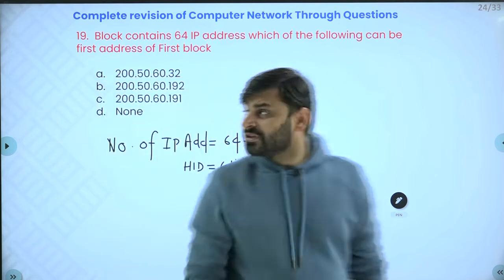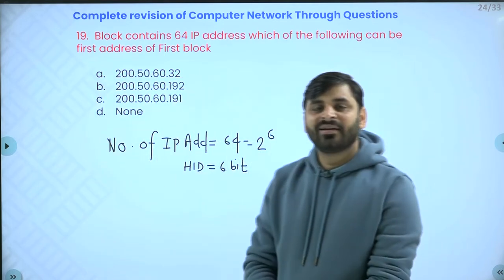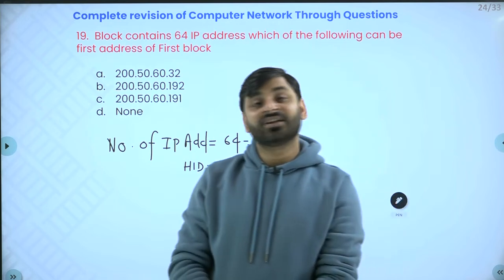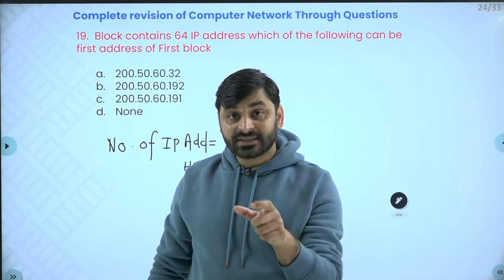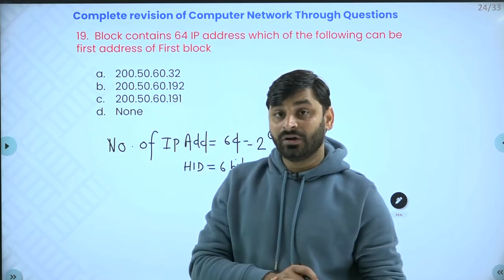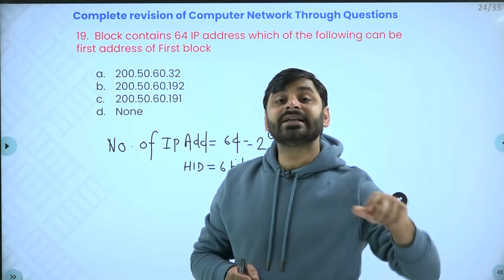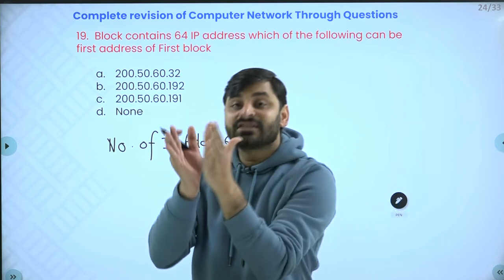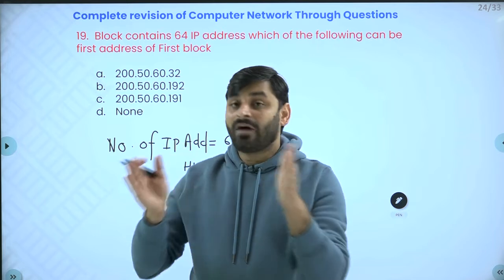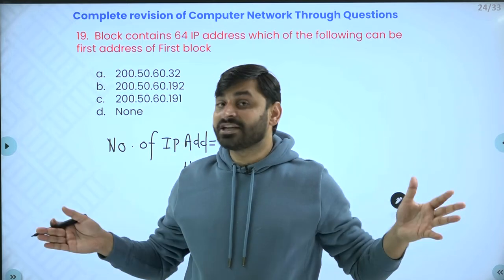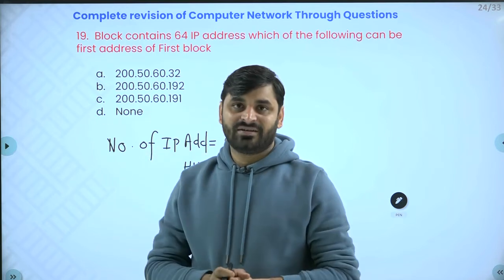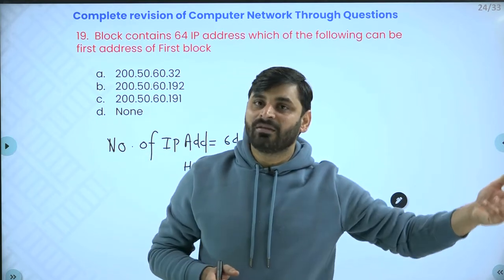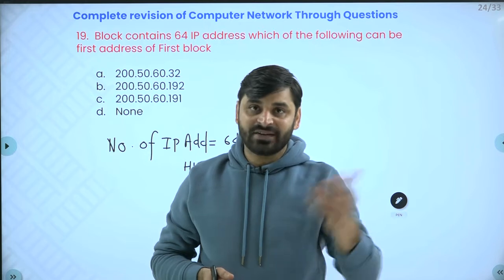What they are saying is, which of the following can be the first address of the block? So actually, my dear friends, what is the first address of the block? For the first IP address in classless addressing, what is the rule? The first IP address must be divisible by the size of the block. Divisible by the size of the block means in the first IP address we want all zeros in the host ID part, because I have to make the block ID, or network ID, or subnet ID, the first IP address.